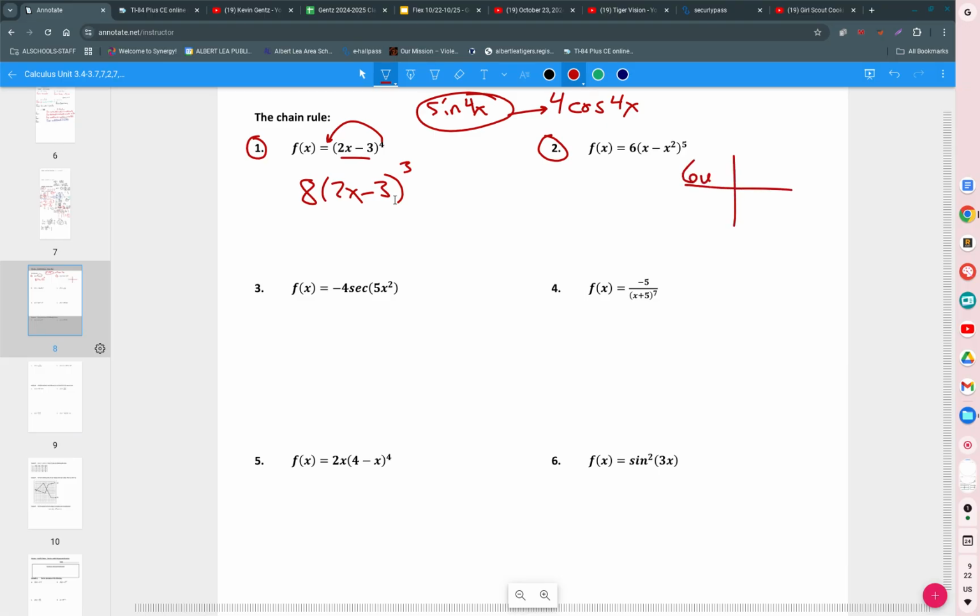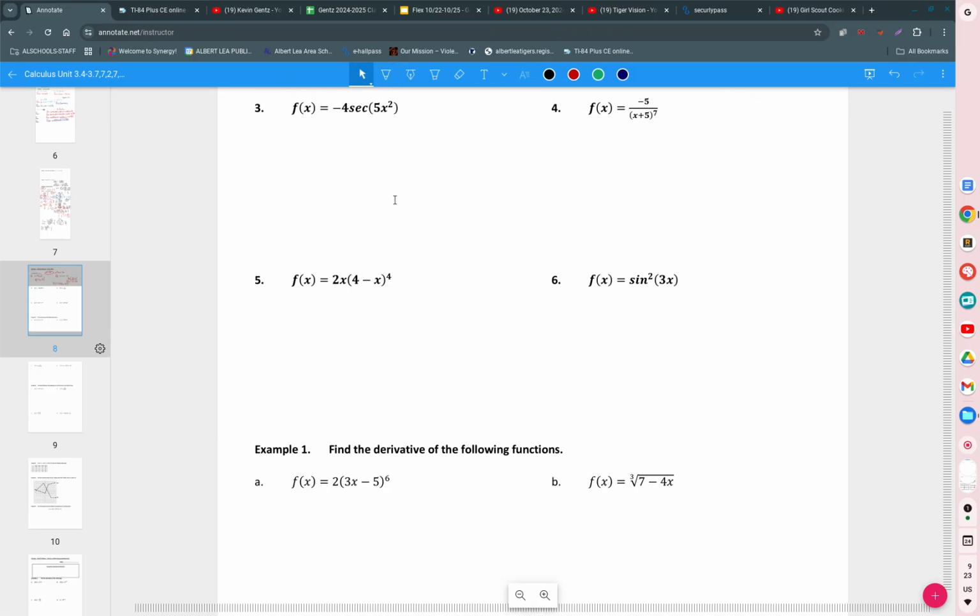We have 6u to the 5th, and we have x minus x squared. The derivative is 1 minus 2x. The derivative is 30u to the 4th. And so I have 30 times 1 minus 2x times x minus x squared to the 4th power. If you chose to distribute the 30, you get 30 minus 60x. That would be fine as well. The chain rule. You got it? No big deal. Nice job. All right, let's try this one.